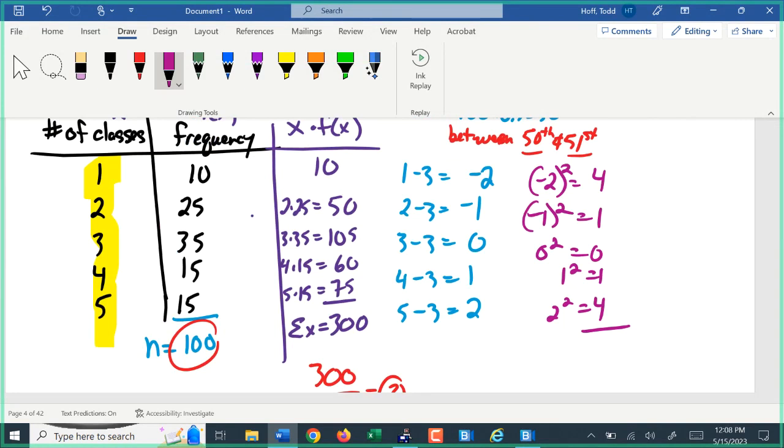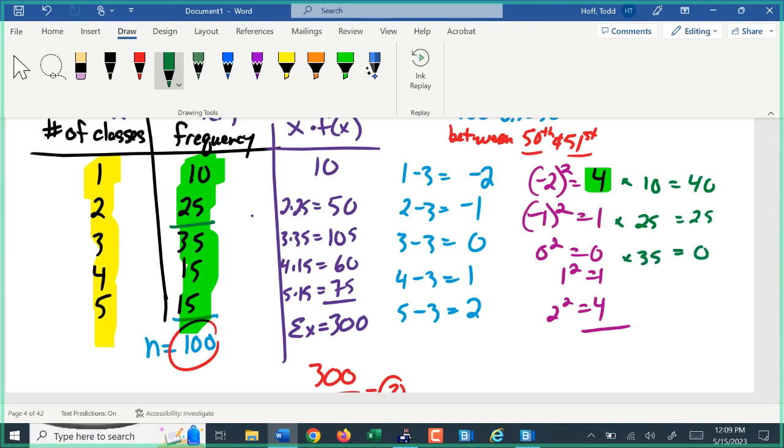But remember, there's multiple of these. There's not just one 1. There's 10 ones, which means this 4 occurs really 10 times. So we have to add up 4 times 10 is 40. 1 times 25 is 25. 0 times 35 is still 0. 1 times 15 fours is 15. And 4 times 15 fives is 60. And we add those up to get 140.